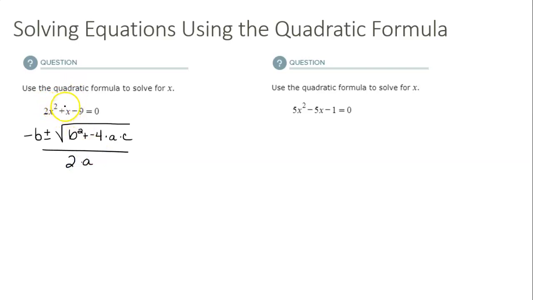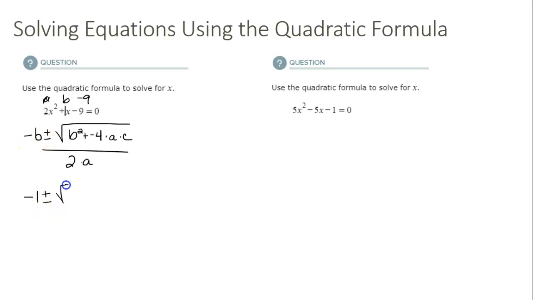This is already in standard form. I've got the number with the x squared, an invisible one with the x, a constant by itself, and it's equal to 0. A is 2, b is 1, and c is -9. So now we're ready to substitute in. You want to be careful about b. The formula asks you to use -b for this. So b is 1. I'm going to substitute in -1 because there's a -1 in front of the b.